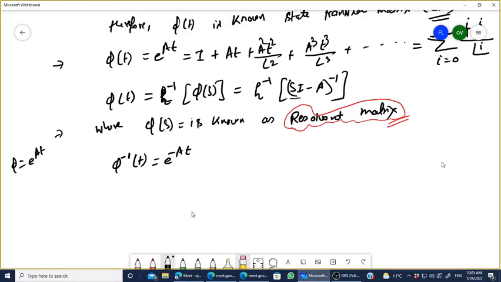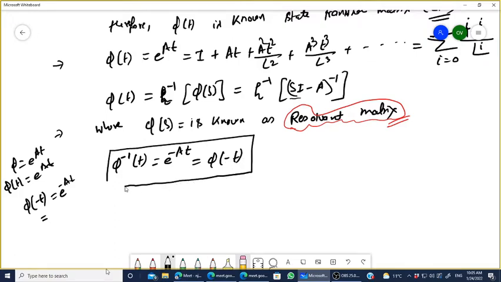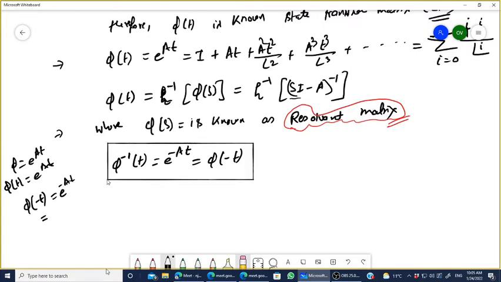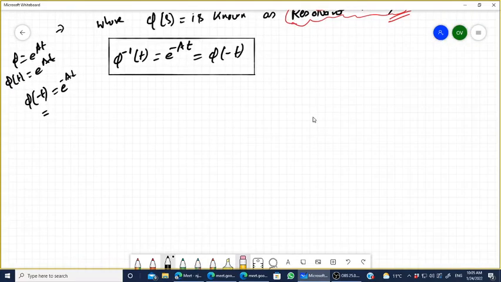Yes or no? Yes, sir. What is the phi of minus t? If phi t is equal to e to the power At, then what is the phi of minus t? E to the power minus At. So it may be written as phi of minus t. Yes or no? It means phi inverse t is equal to e to the power minus At. That is the phi of minus t. Right? Okay, now let's move ahead a little.